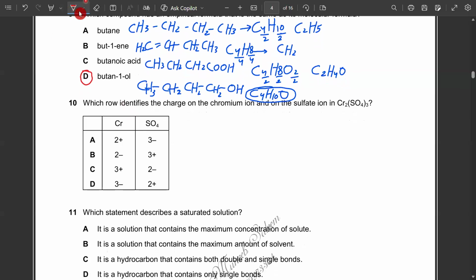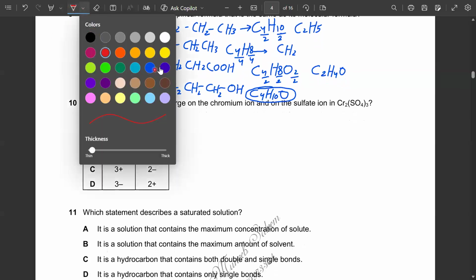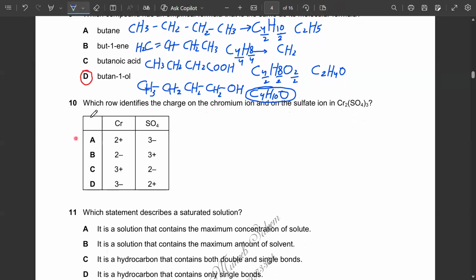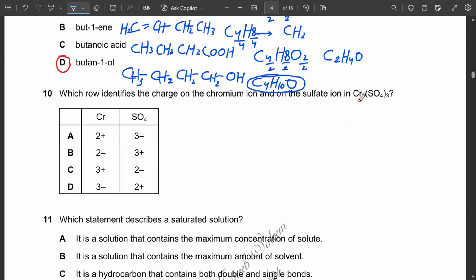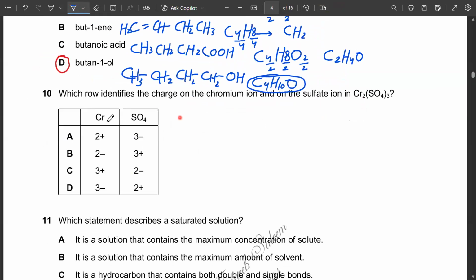Then our question number 10, next question. Which row identifies the charge on the chromium ion and on the sulfate ion in Cr2(SO4)3? Now, you're supposed to find the oxidation states or just the charges on chromium and sulfate.